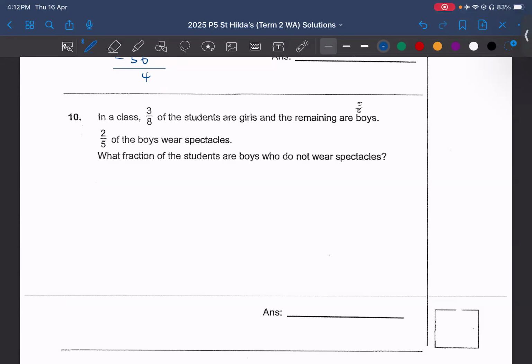Okay, question 10. In a class, 3/8 of the students are girls and the remaining are boys. 2/5 of the boys wear spectacles. What fraction of the students are boys who do not wear spectacles? So we know that 3/8 of the students are girls and the remaining are boys. So we can find the fraction of boys, which in this case is 1 whole minus the fraction which are girls, 3/8. So 1 whole minus 3/8 will give me 5/8.